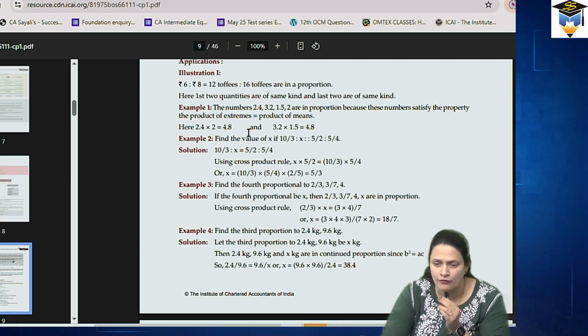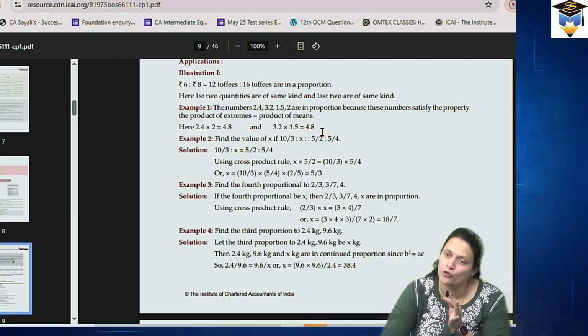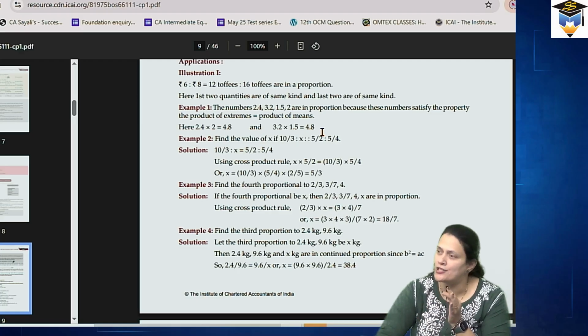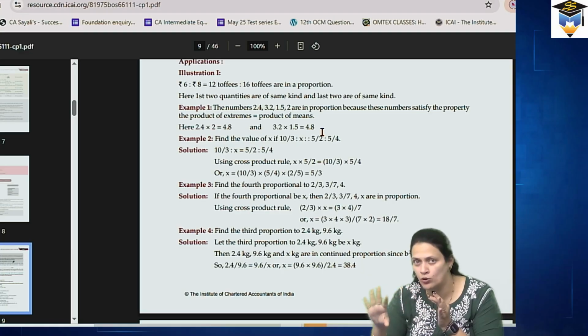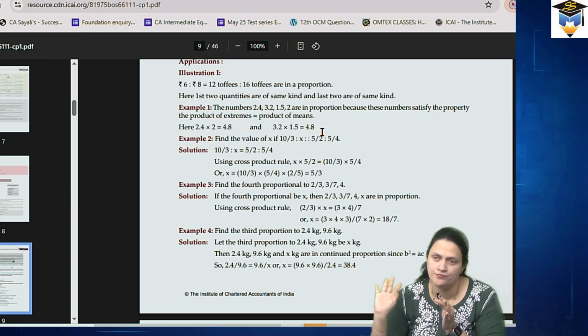Now if you see over here, there are four numbers A, B, C and D. So A into D is equal to B into C. Is it coming equal? Yes. 2.4 into 2 is 4.8 and 3.2 into 1.5 is 4.8. So we can say that LHS is equal to RHS. So we will conclude by this that they are in proportion. Understood?